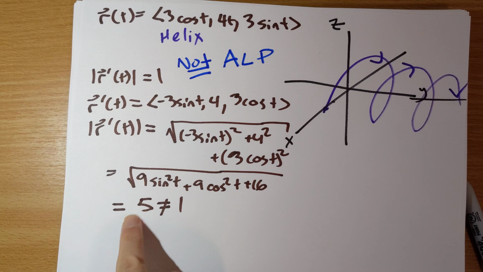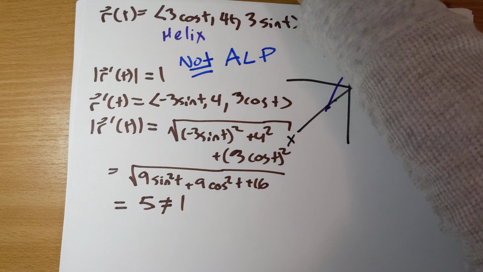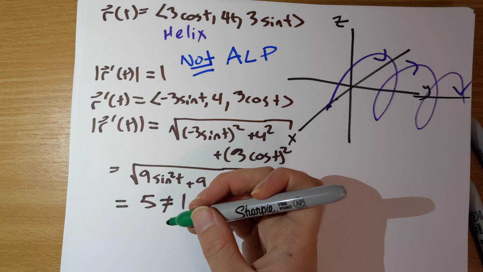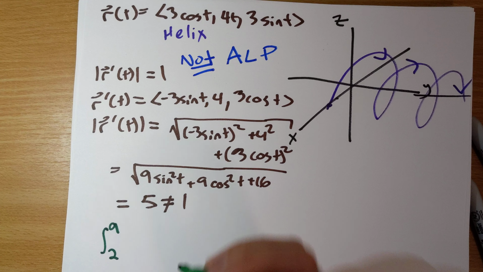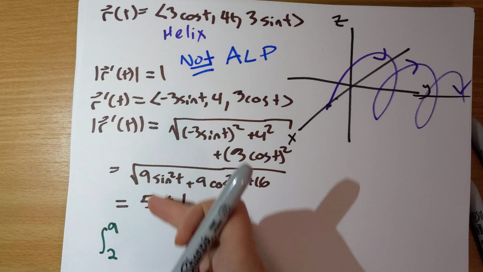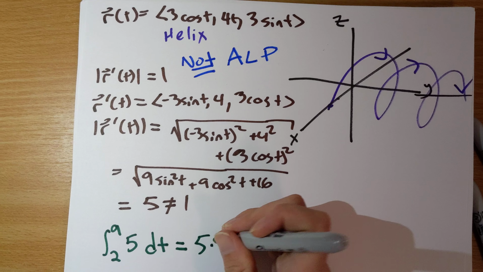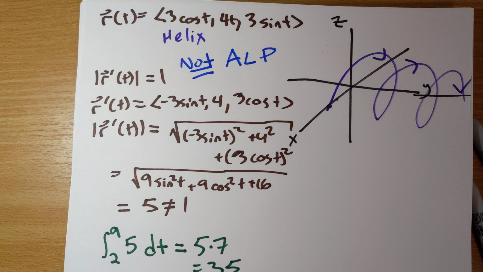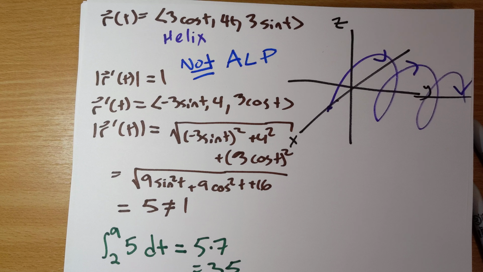However, the fact that the speed is such a simple expression does mean that we can do calculations very quickly. So in part C, when we were asked to find the arc length of r of t between 2 and 9, the arc length formula is just the integral from 2 to 9 of the speed here, 5 dt. And so this is just 5 times 7, which is 35. Because to find the arc length, you integrate the magnitude of r prime of t, and the magnitude of r prime of t is 5.